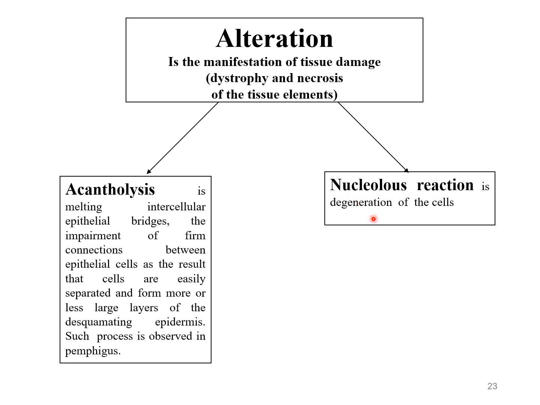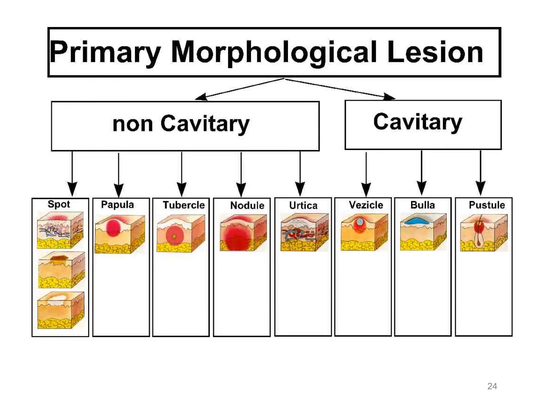And a nucleolus reaction is degeneration of the primary morphological lesions. There are several primary morphological lesions, and this is like the alphabet for the whole dermatology course, all diseases. There are 8 primary morphological elements. 5 elements belong to non-cavity, and just 3 relate to cavity. Non-cavity, without any space: spot, then papula, tubercle, nodule, urtica.